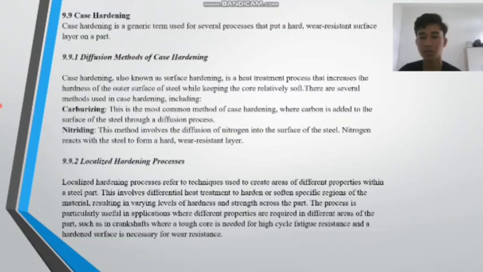Nitrogen reacts with the steel to form a hard, wear-resistant layer. 9.9.2 Localized hardening processes. Localized hardening processes refer to techniques used to create areas of different properties within a steel part. This involves differential heat treatment to harden or soften specific regions of the material, resulting in varying levels of hardness and strength across the part. The process is particularly useful in applications where different properties are required in different areas of the part, such as in crankshafts where a tough core is needed for high cycle fatigue resistance and a hardened surface is necessary for wear resistance.